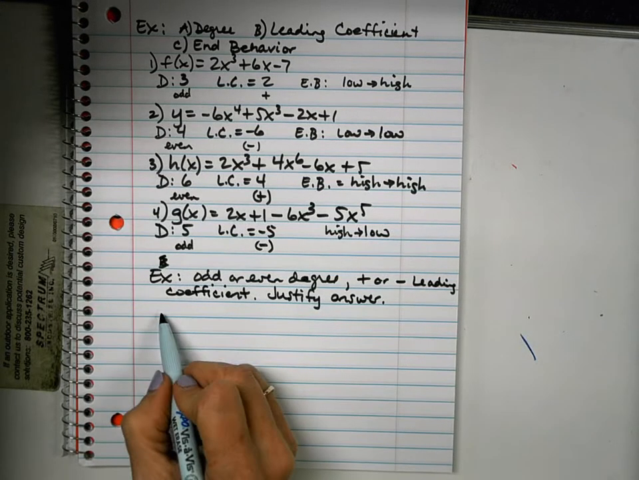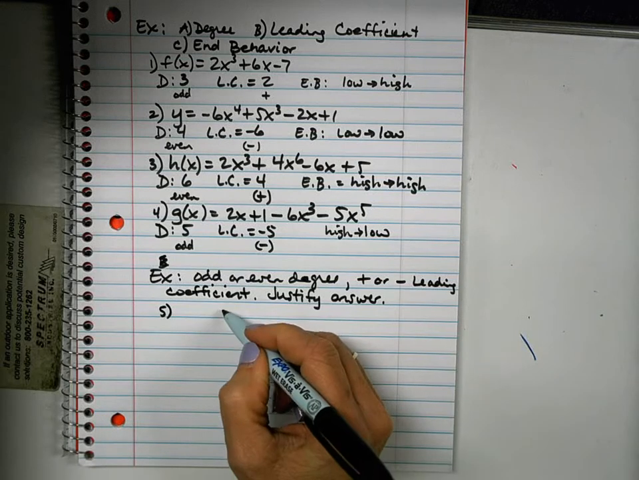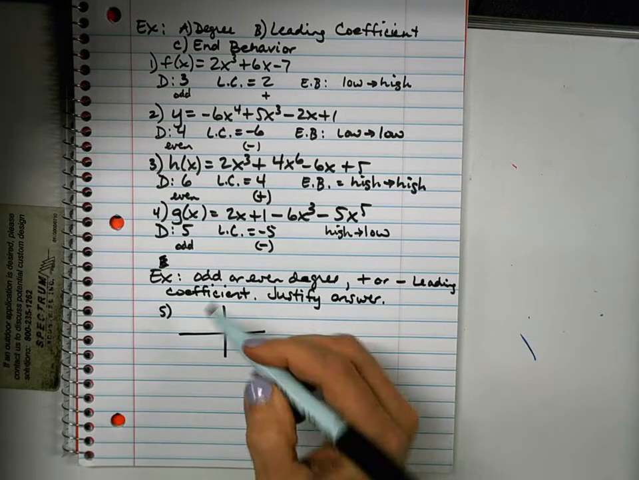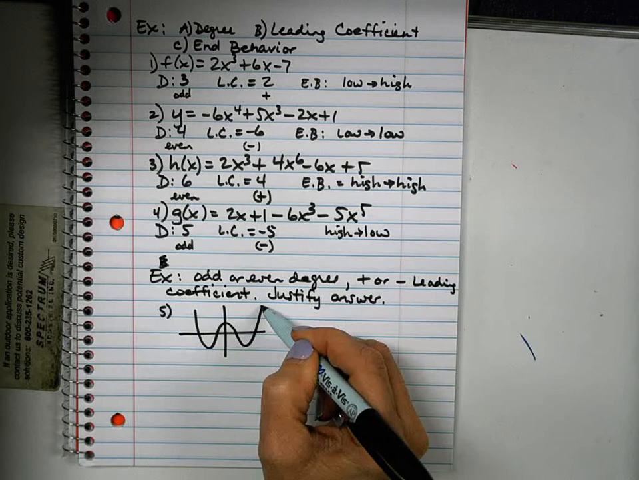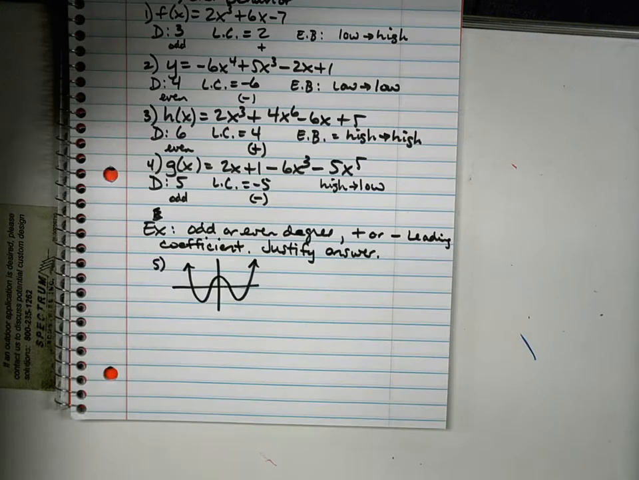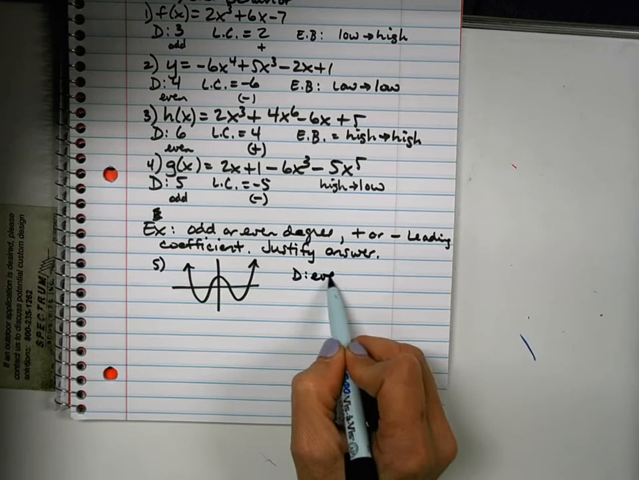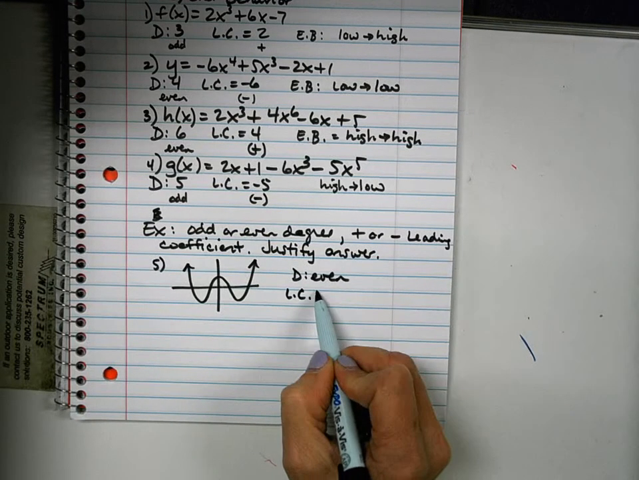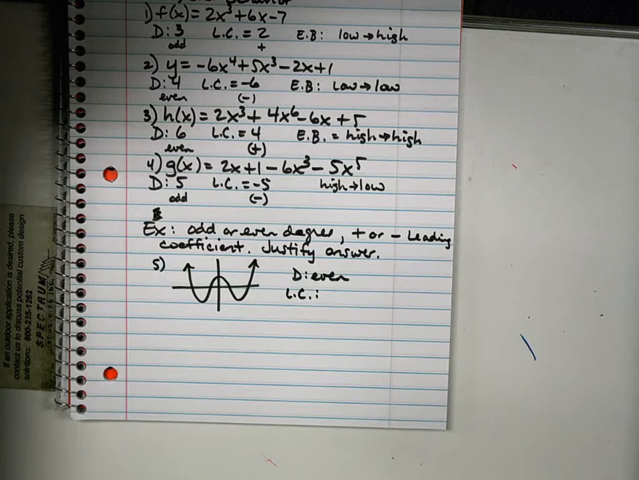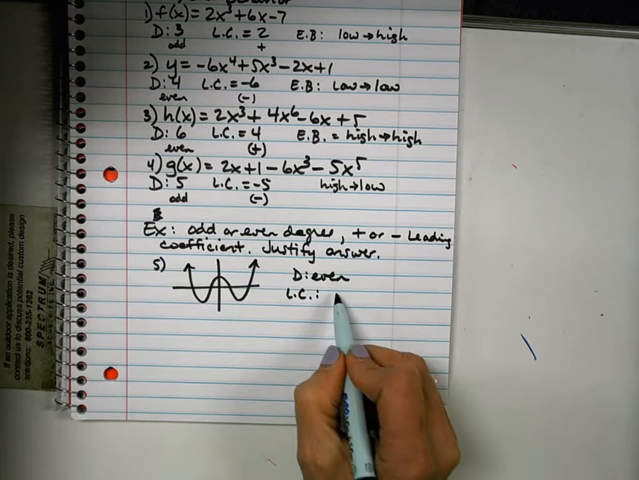All right, so number 5, if this is the graph, this is the graph. Okay. Odd or even degree? Even degree. So we'll say the degree is even. LC for leading coefficient? Positive or negative? Positive. Okay, which I'm just going to do a plus.